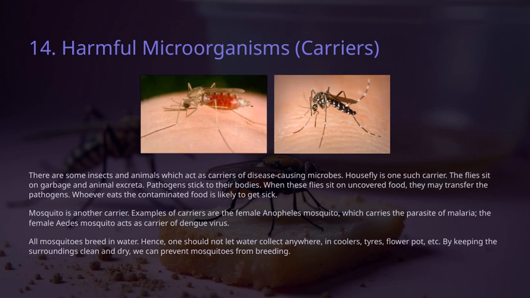If water is allowed to stagnate in coolers, tires, flower pots, or any other container, it creates the perfect breeding ground for mosquitoes. This highlights the importance of keeping our surroundings clean and dry. By doing so, we can significantly reduce mosquito breeding and help prevent the spread of these dangerous diseases. Remember, controlling the environment is a key step in protecting ourselves and our communities from these health threats.